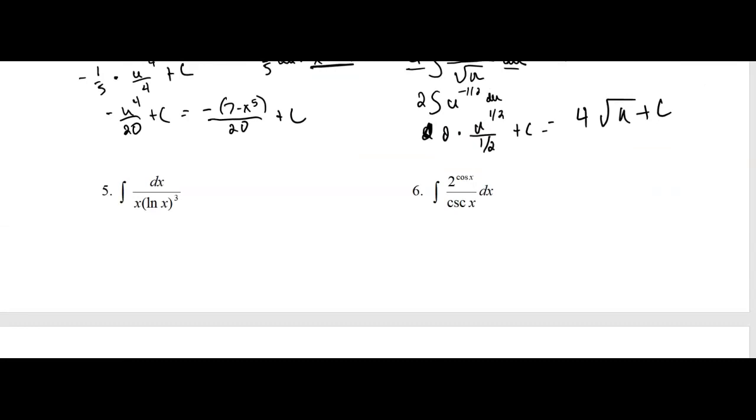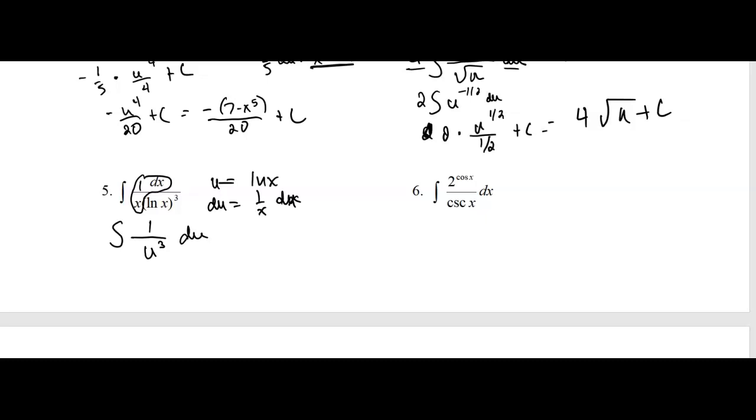5, another u substitution. Natural log of x is our u. du is 1 over x times dx. That's exactly what we wanted. We would have had a 1 over an x and a dx. So this would just be a u cubed, and then the 1 over x dx would be gone when we replace it with our du.